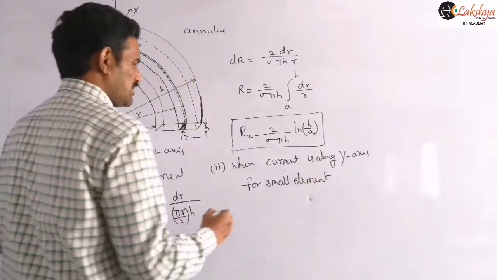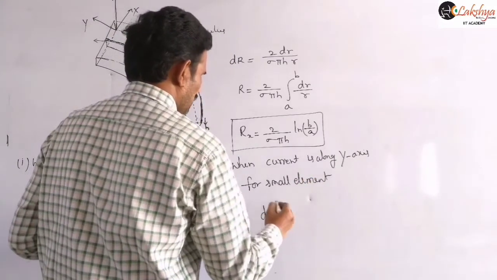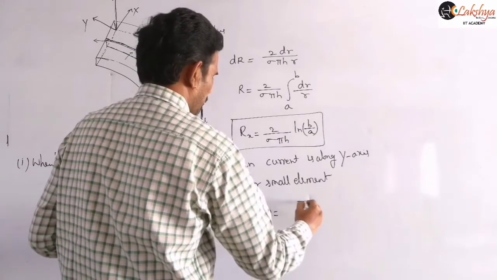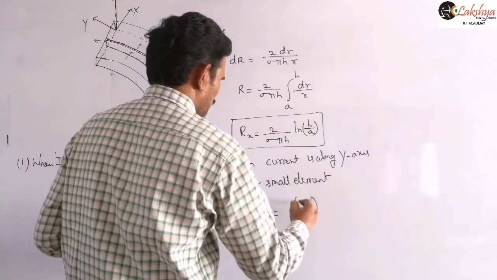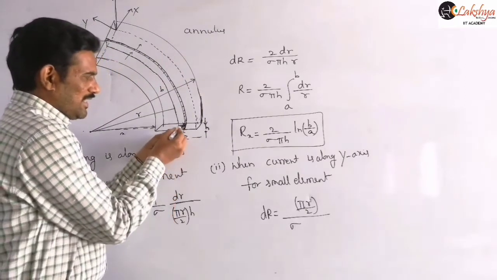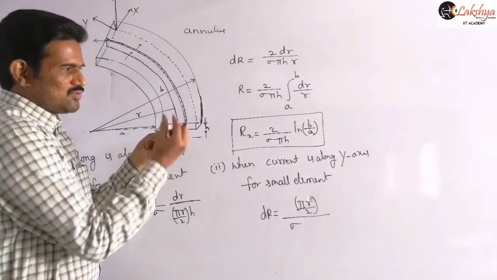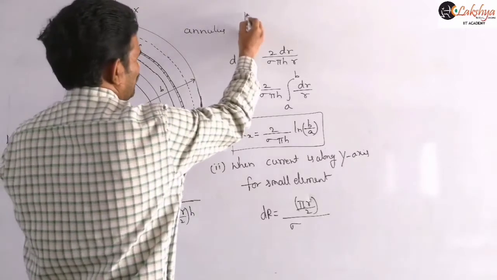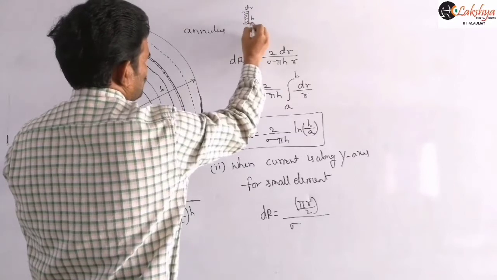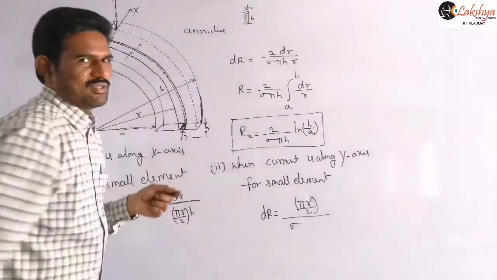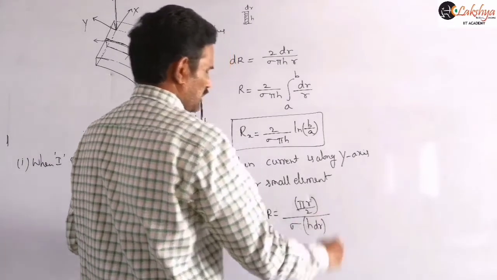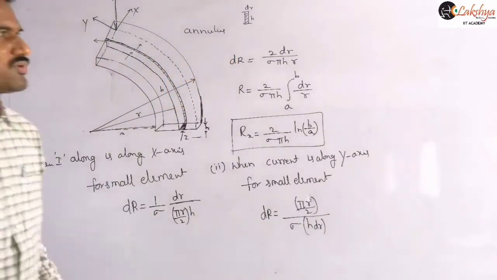So, for that small element, dR is equal to length, which is πr/2, divided by sigma into area. Listen, this area is clearly h into dr. Here our element area will be like this: this thickness is dr and this length is h. Current is entering through that area, so h into dr we need to write. Got it?